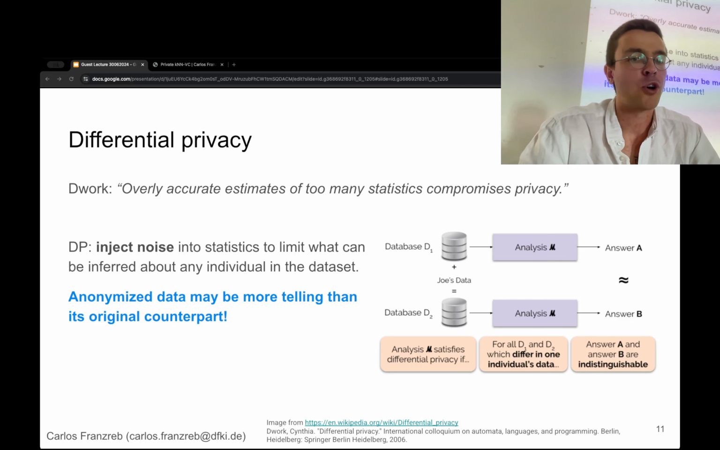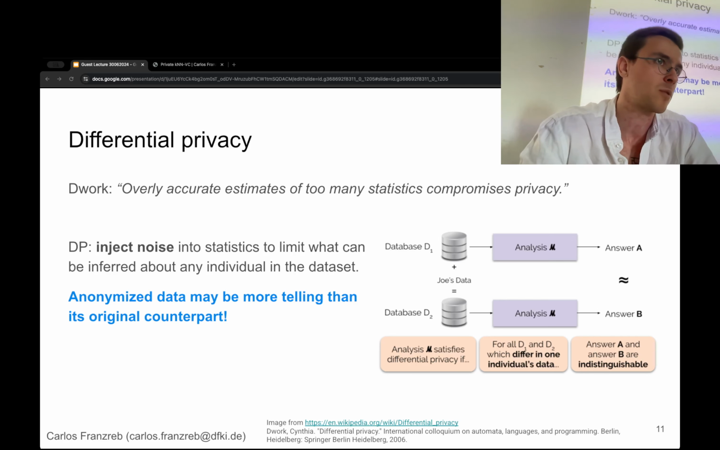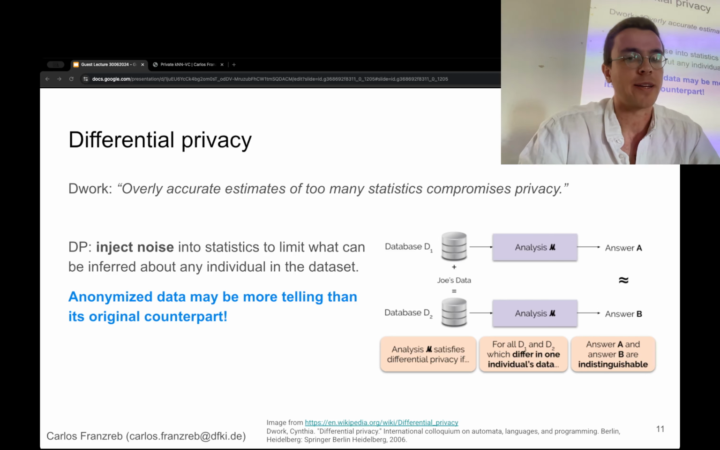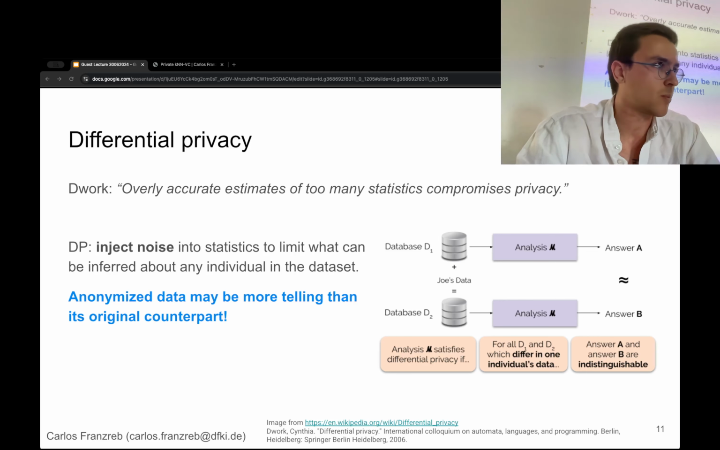Yeah, and this noise, the amount of noise you can inject into the data, is also a parameter that you can change to play around with the trade-off between the fidelity to the original data and the privacy that you provide. But always, for it to be differentially private, you need to fulfill the requirement we just mentioned about Joe's information.